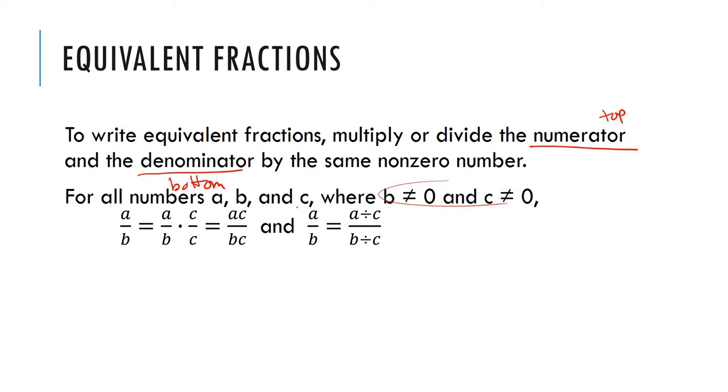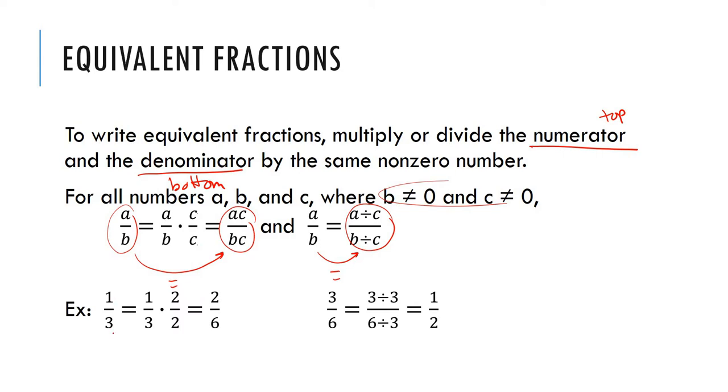So for all numbers a, b, and c, if I start with a/b and I multiply the top and the bottom by the same number, I will get a new fraction that is equivalent to the first fraction. Same holds true when I divide the top and the bottom by the same number. Again, I get an equivalent fraction. So let's look at this and see how it works.